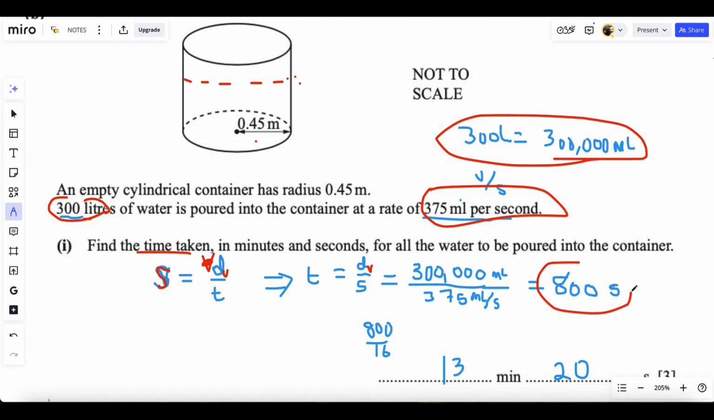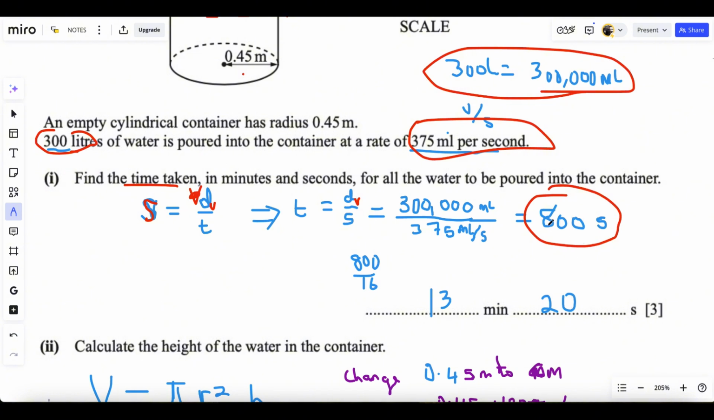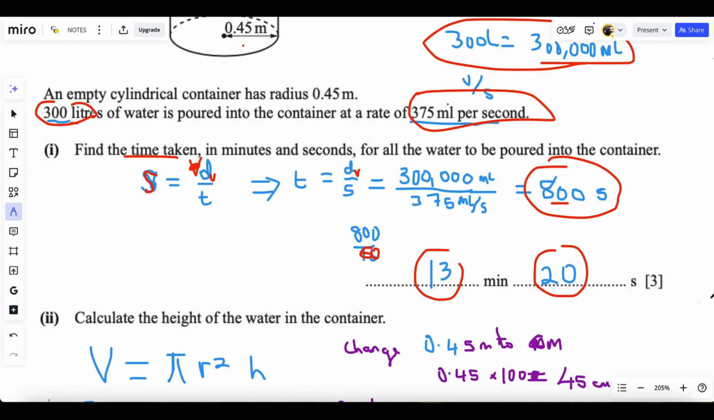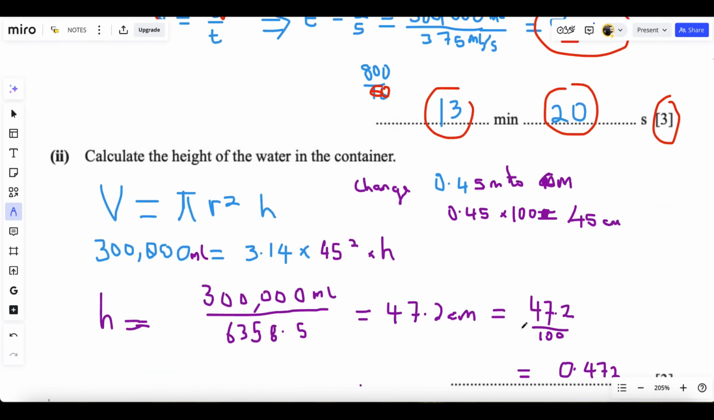But the answer, they want us to put it in minutes and in seconds. So you divide this one by 60. If you divide this one by 60, you get 13 minutes and 20 seconds. If you're able to do this, you get 3 marks for your Cambridge exam. Now we move on to the next question.